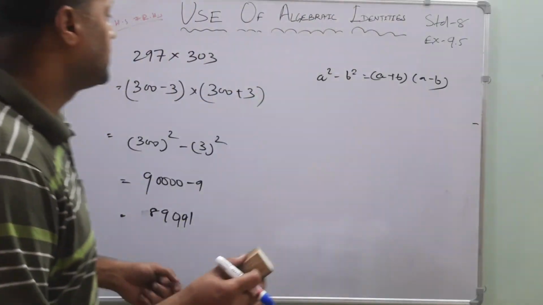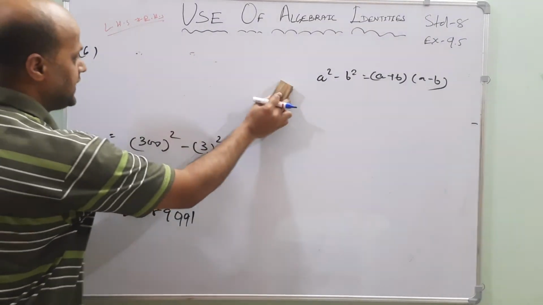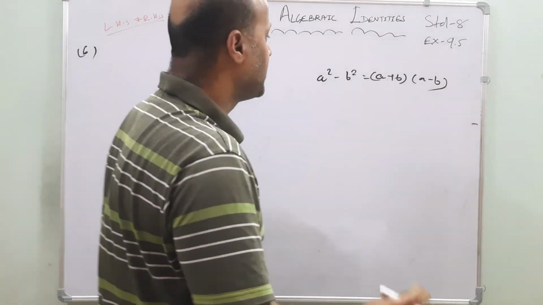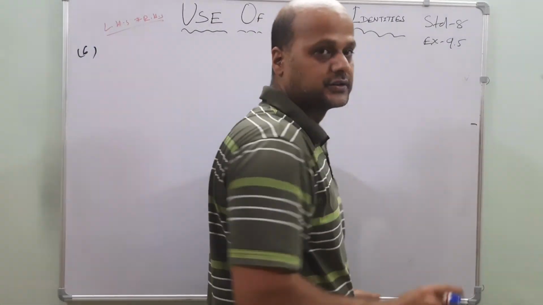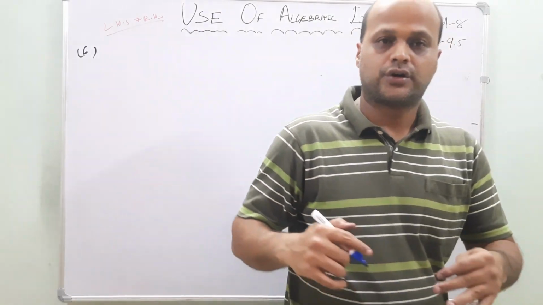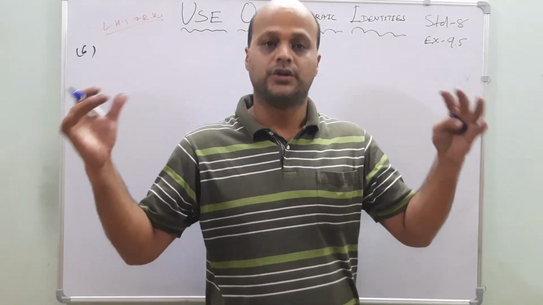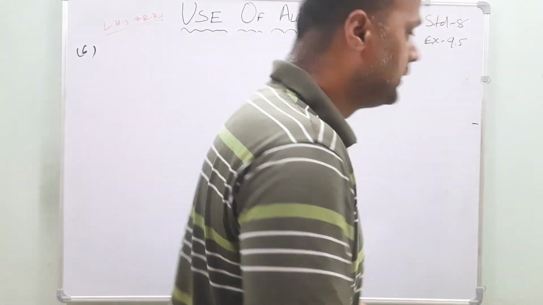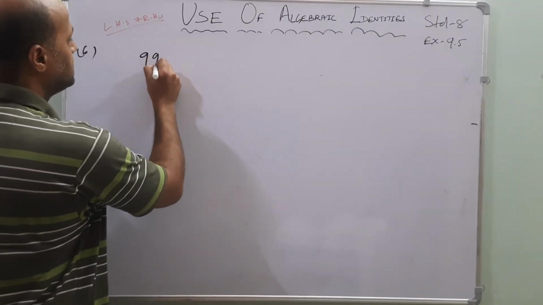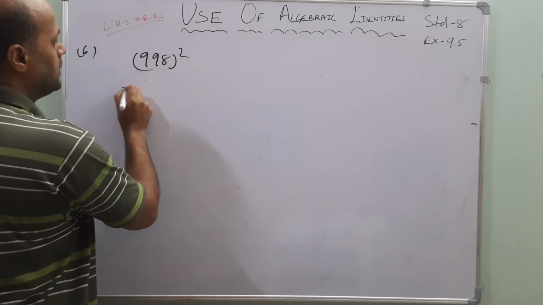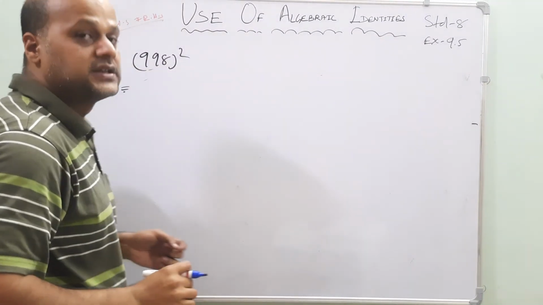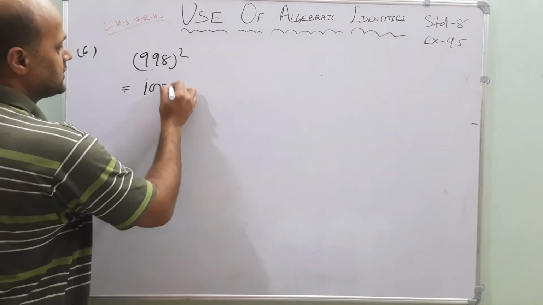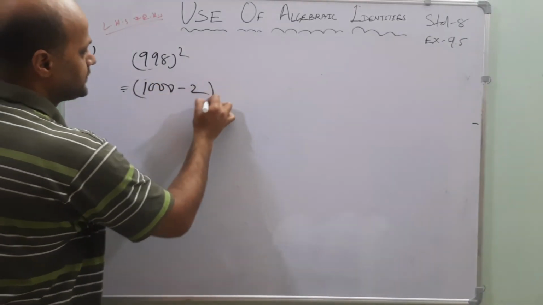Let's go for another identity of the same number, 6th number. All the questions I am taking from your NCERT book, my dear friends. Various questions are coming, but the use of identity is the same. Let's go for 998 square. Because it is nearest 1000, we have to check it. Round it to the nearest 1000. Yes, it is 1000 minus 2 square.